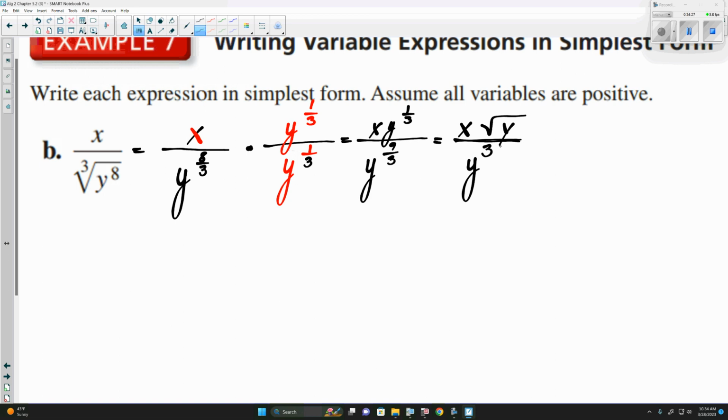Now, the numerator, we can rewrite y to the 1/3 back in radical form. The index, the number in the little v, is going to be what? 3. And the power with y is 1, but we don't have to write it in. So x over the cubed root of y to the 8th in simplified form is x times the cubed root of y over y cubed. Questions on this here?